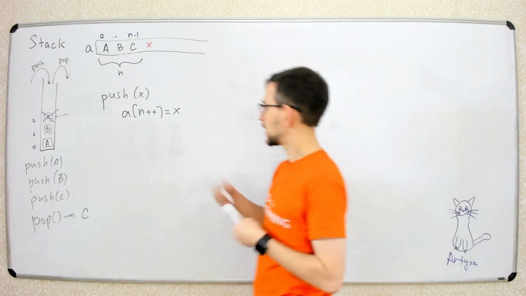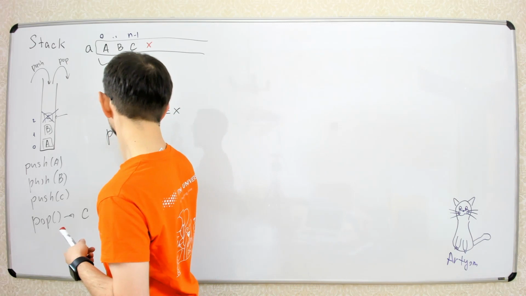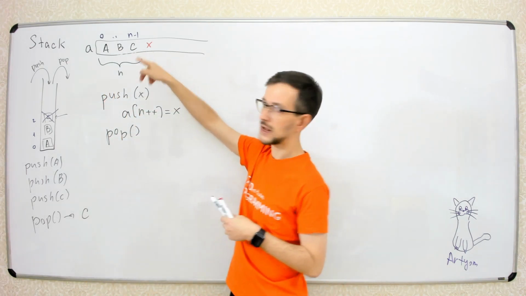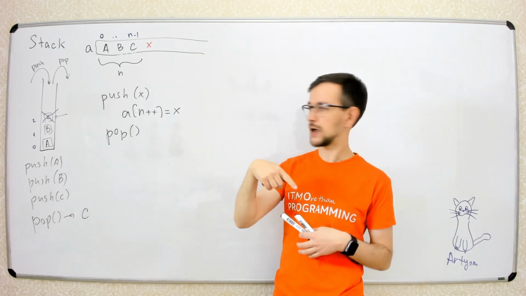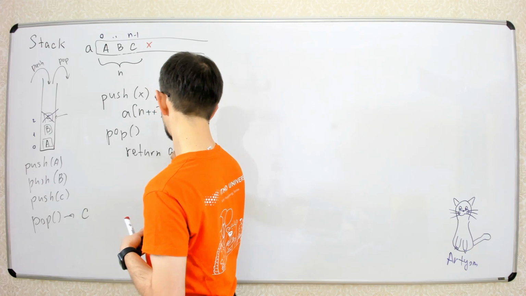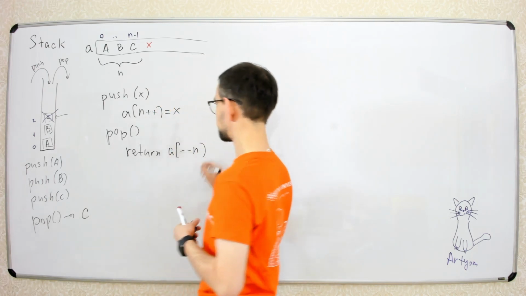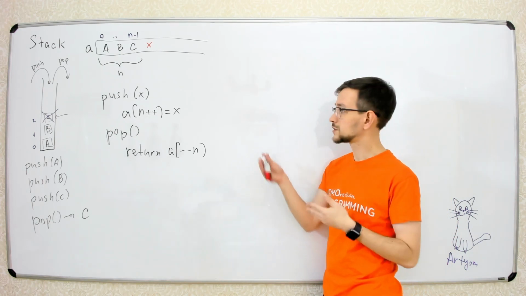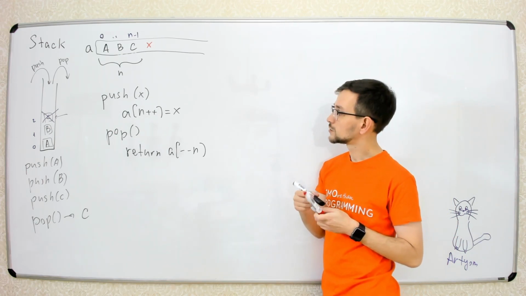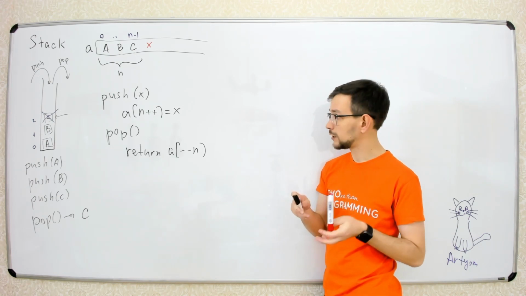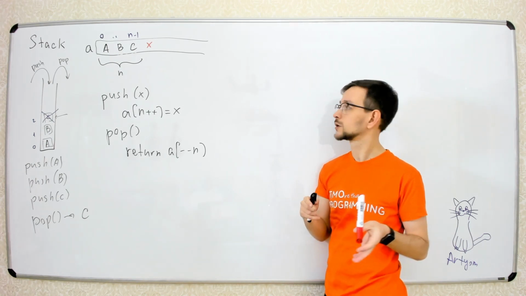And when you pop the element, we need to simply return the last element of the stack and decrease n. So let's say return A of minus minus n. That's all. That's the whole stack. So it's a really simple data structure, but it's widely used in various different problems.